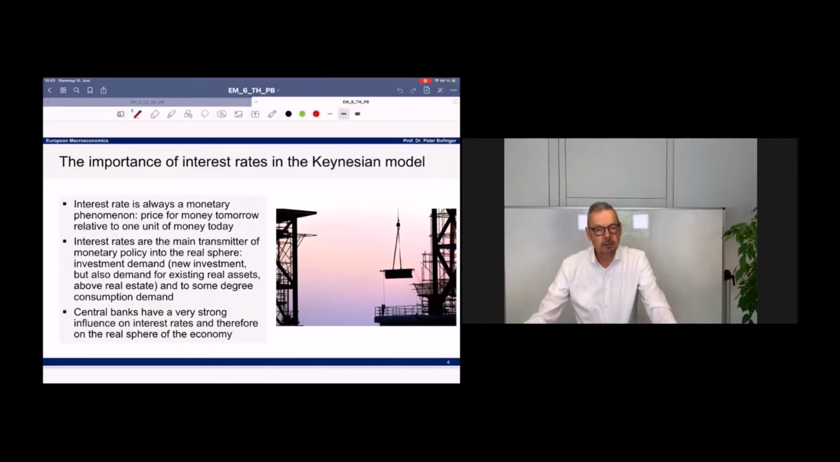Yes, and we have seen in our model that interest rates are the main transmitter of monetary policy into the real sphere. I think this is also something very relevant in the Keynesian model, that the central bank can influence the real sphere directly, something which is not possible in the classical model. And so the whole importance of the central bank in macroeconomic policy derives from its control over interest rates.